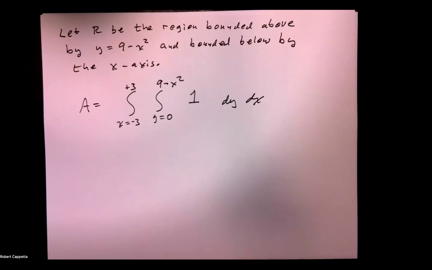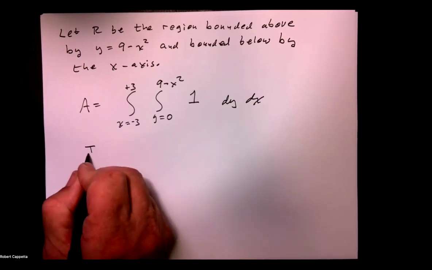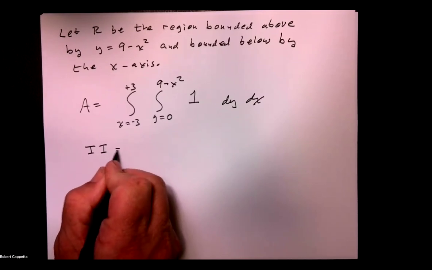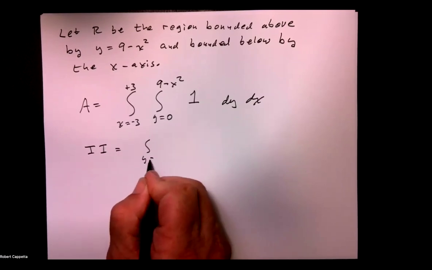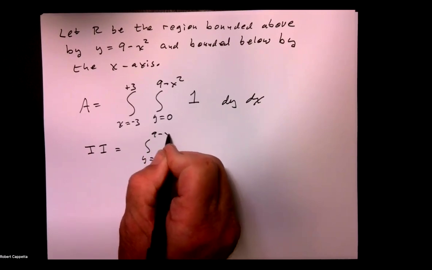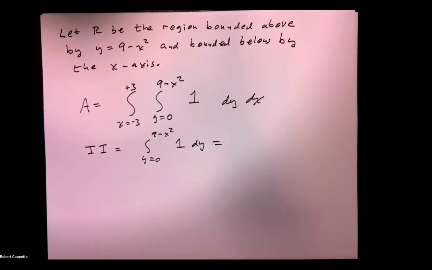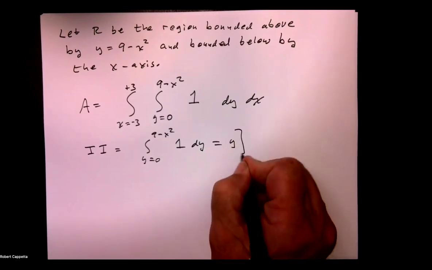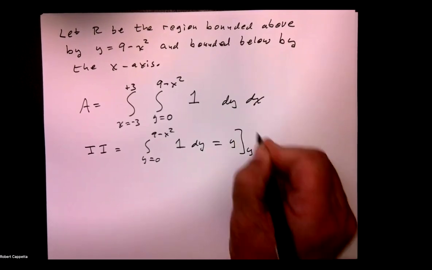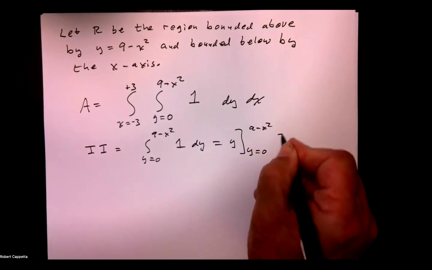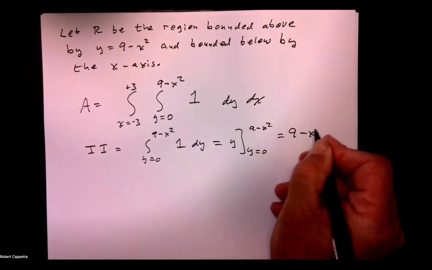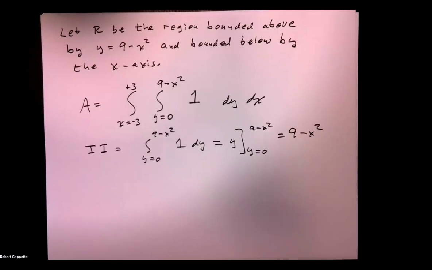So as always, we will start with our inner integral, which will be y goes from 0 to 9 minus x squared of 1 dy. The antiderivative of 1 is just y, and we get y goes from 0 to 9 minus x squared, which equals 9 minus x squared.